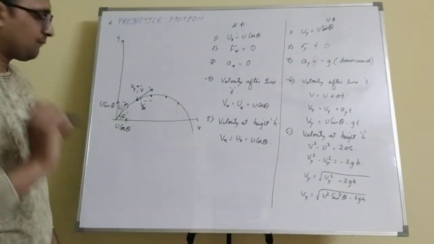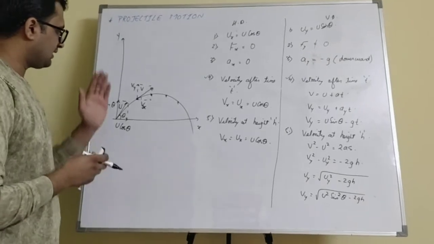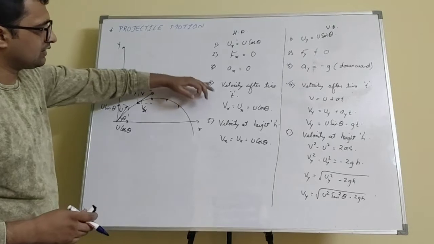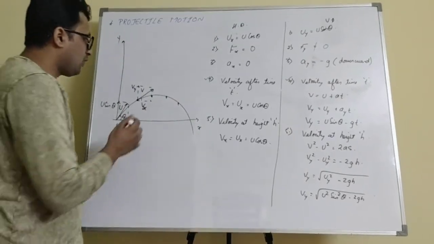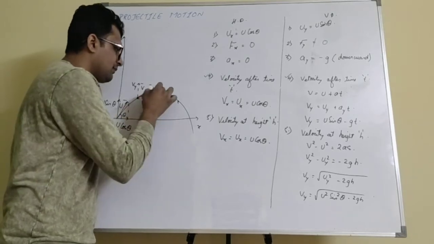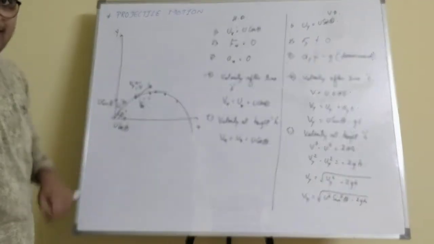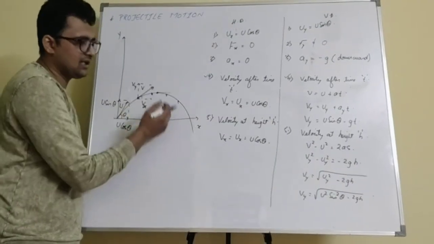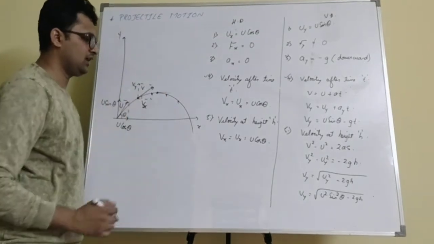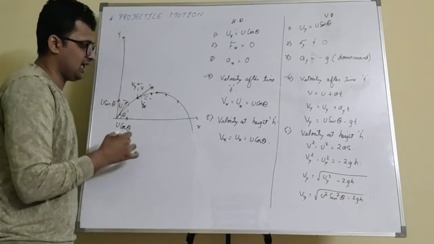You will say, sir, of course it will not be theta, because the angle made by the projectile with x-axis changes continuously. What happens at the maximum point? At maximum point, the direction of motion of the projectile will be parallel to the x-axis, or 0 degree. So I am assuming here the angle to be alpha.